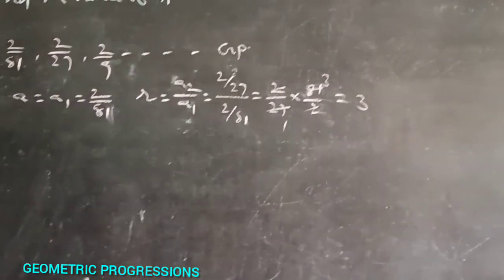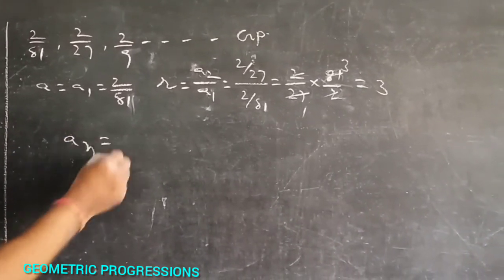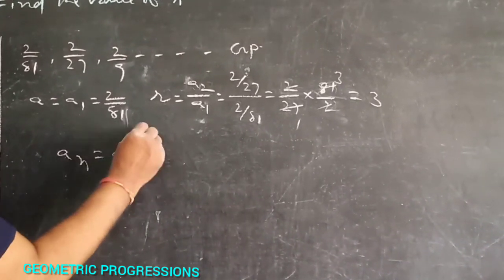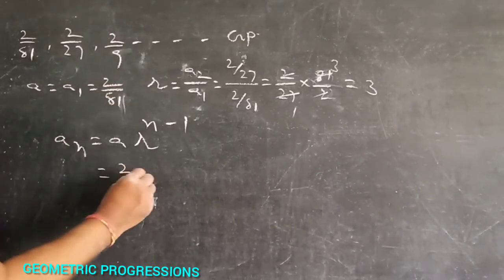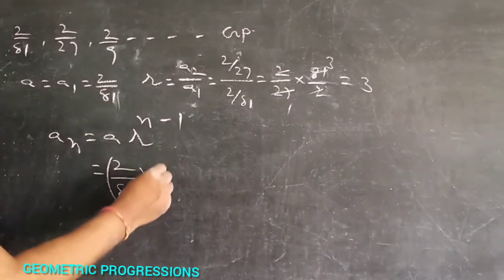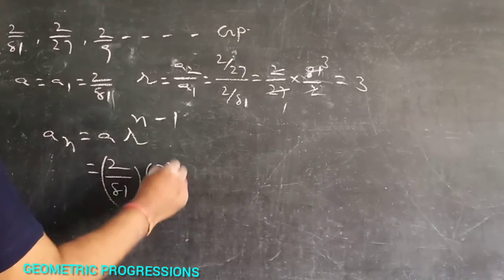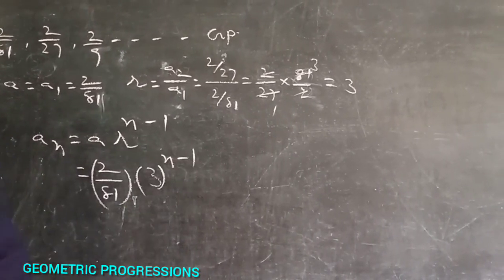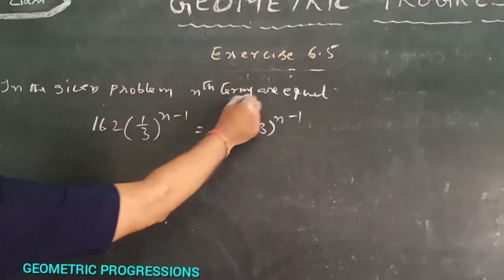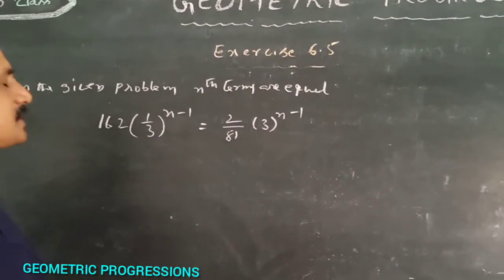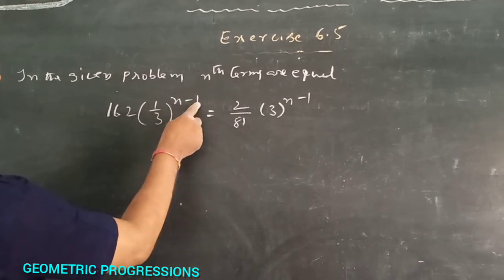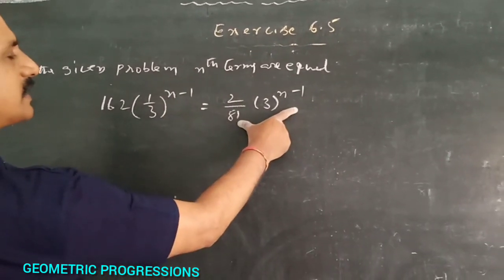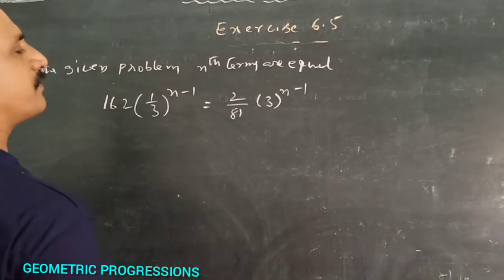R is 3. So what is the nth term formula? A into R to the power of n minus 1, which is 2 by 81 into 3 to the power of n minus 1. In the given problem, the nth terms are equal. First series nth term is 162 into 1 by 3 to the power of n minus 1. Second series nth term is 2 by 81 into 3 to the power of n minus 1.